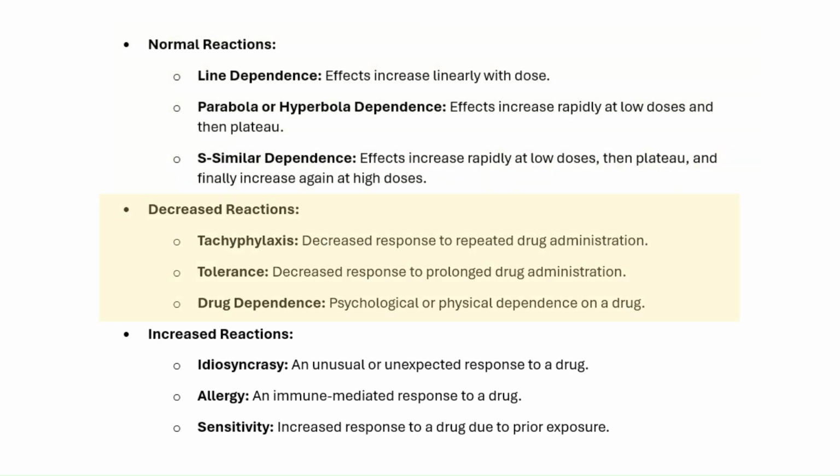Decreased reactions. Tachyphylaxis, decreased response to repeated drug administration. Tolerance, decreased response to prolonged drug administration. Drug dependence, psychological or physical dependence on a drug. Increased reactions. Idiosyncrasy, an unusual or unexpected response to a drug. Allergy, an immune-mediated response to a drug. Sensitivity, increased response to a drug due to prior exposure.